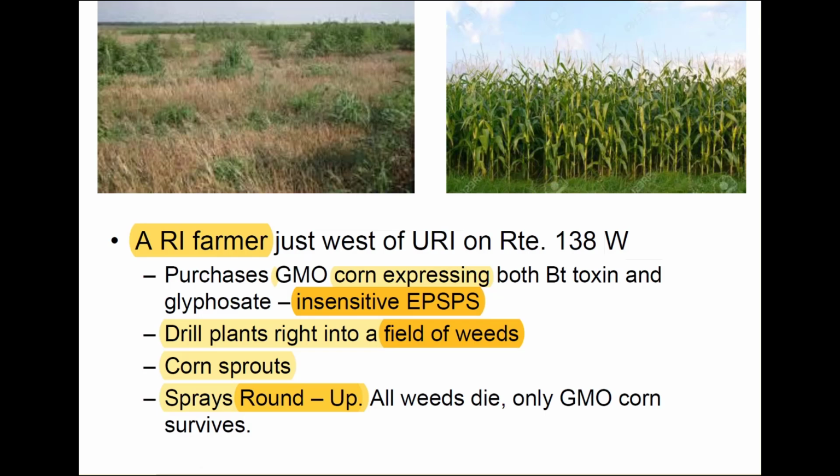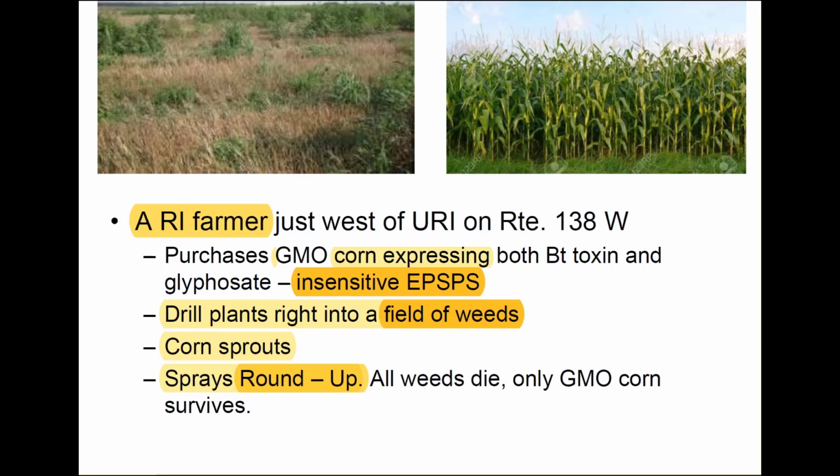Everybody dies except the corn. So this field looks like this. Okay, and all you do is spray with Roundup. Sprays Roundup, everything dies, only GMO corn survives. And he's reduced labor, reduced costs, increased profit.